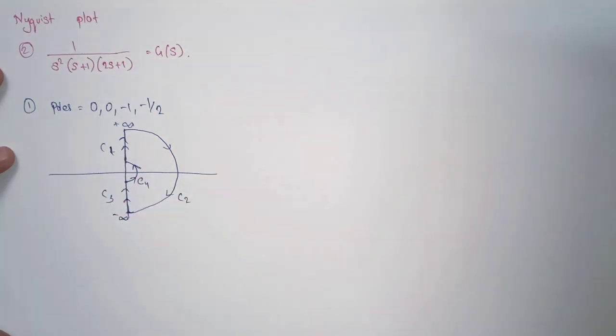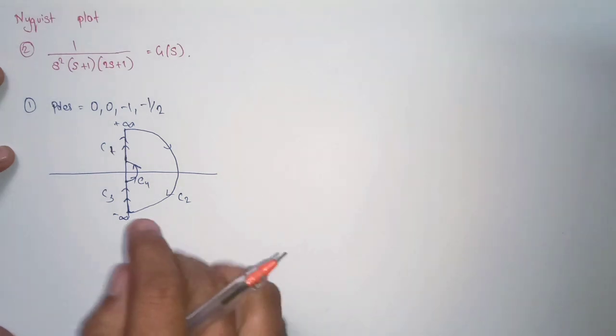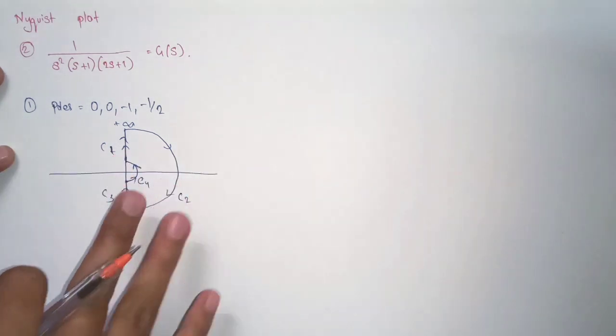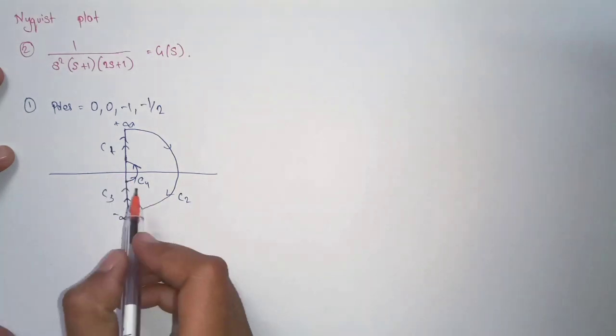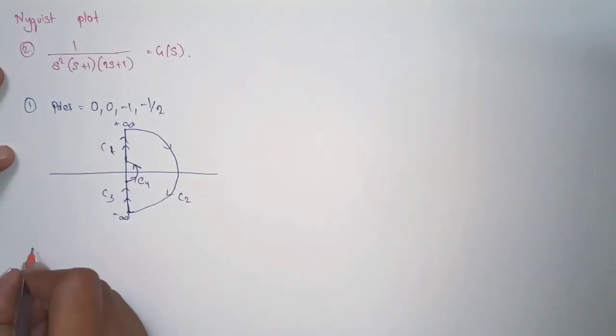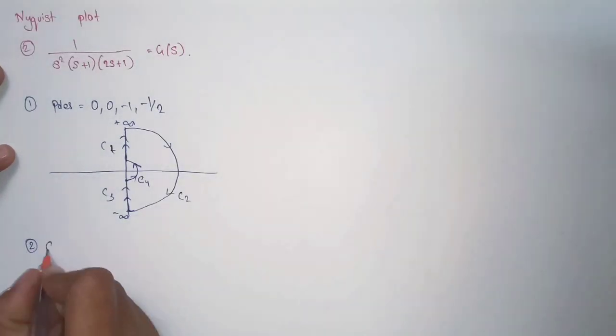And finally from here to here it will cover a path. This is called C4. In the previous video we discussed that there was no pole at the origin, but in this problem there is a pole at the origin. That's why we took 4 contours. And next is to draw C1.